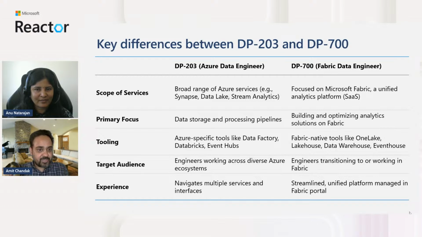Now on the next slide we will understand the key differences between DP-203 and DP-700. DP-203 used to cover a broad range of Azure services, focusing on data storage, processing, pipelines, and securing across multiple Azure tools. This is ideal for data engineers working in a diverse environment. Why are we saying diverse? Because all the things were spread across Azure with multiple choices. While DP-700 is centered on Microsoft Fabric, emphasizing optimizing the analytical solution around a unified platform, designed for engineers transitioning or working exclusively with Fabric. So here the focus is Fabric.